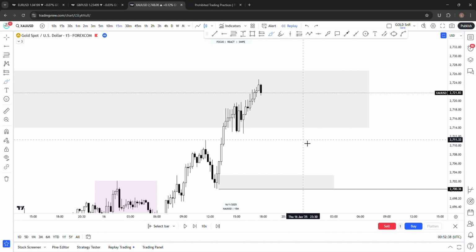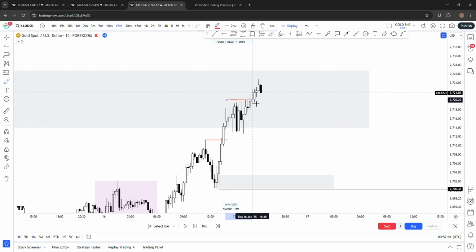Now, once I have spotted my setup, okay, I have this beautiful break to the top, or even this one over here, I can now step onto the M1 time frame to look for my entries.